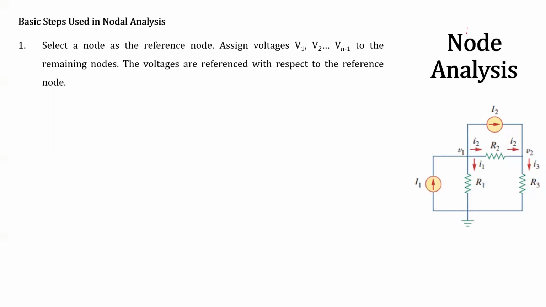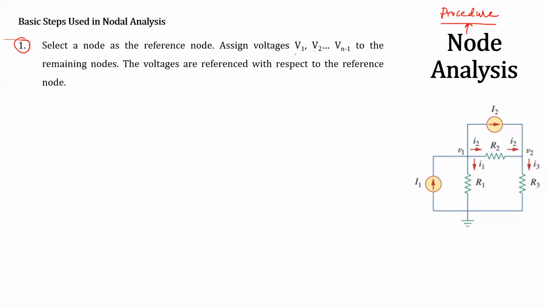And already we said it is nothing but a procedure. Node analysis is nothing but a procedure to solve the circuit. Means, what could be the first step in node analysis? The first step itself: select a node as a reference node, assign voltages V1, V2 till Vn minus 1 to the remaining nodes. The voltages are referenced with respect to the reference node.